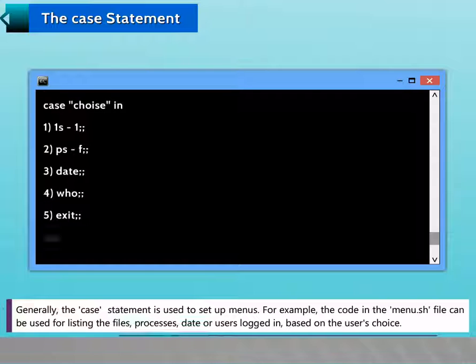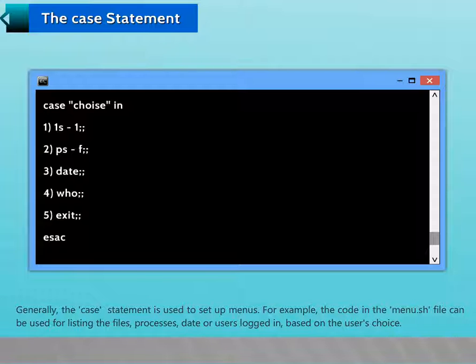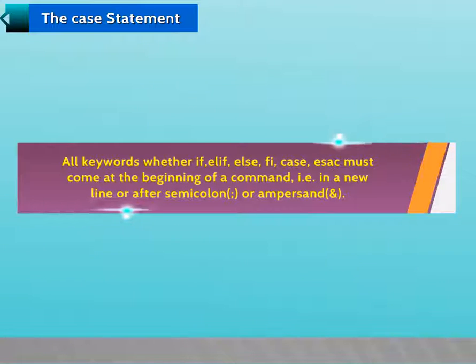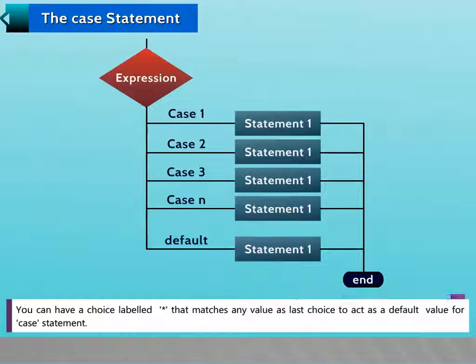For example, the code in the menu.sh file can be used for listing the files, processes, date, or users logged in based on the user's choice. All keywords, whether if, elif, else, fi, case, esac, must come at the beginning of a command, that is, in a new line or after semicolon or ampersand. You can have a choice labeled asterisk that matches any value as last choice to act as a default value for case statement.